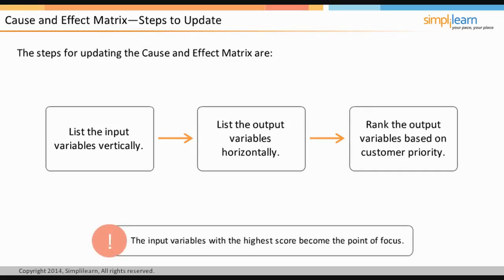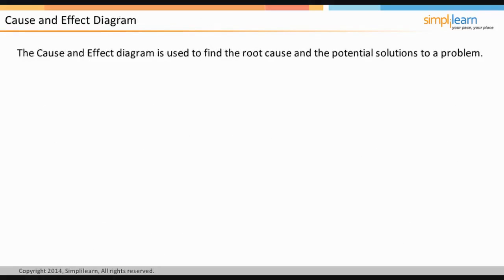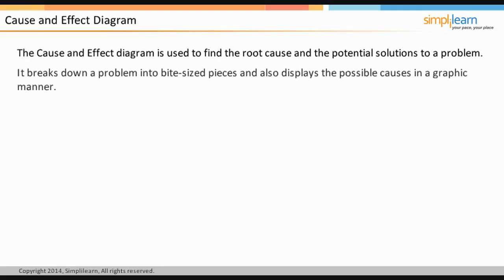Another method to establish the cause-effect relation is the cause and effect diagram. This is explained in detail in the following screen. The cause and effect diagram is used to find the root cause and the potential solutions to a problem. A cause and effect diagram breaks down a problem into bite-sized pieces and also displays the possible causes in a graphic manner. It is also known as the fishbone, the 4M, or the Ishikawa diagram.